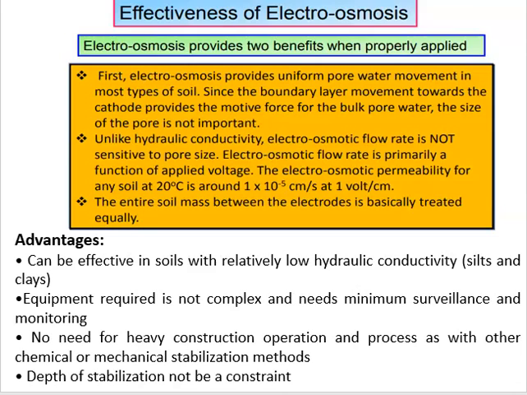So, the advantages of electro-osmosis are: it can be effective in soils with relatively low hydraulic conductivity. Equipment required is not complex and needs minimum surveillance and monitoring. No need for heavy construction, operation and process as with other chemical or mechanical stabilization methods. Depth of stabilization may not be a constraint.